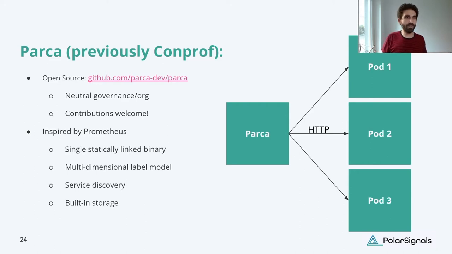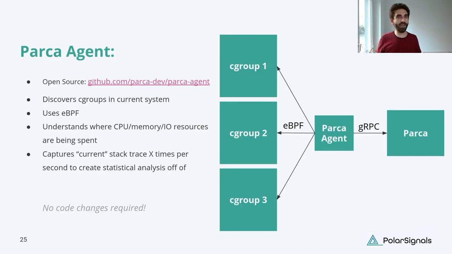In addition to Parca itself, we also created a new thing called Parca Agent. This is one of the major differences between Conprof and Parca. The agent proposes another way to discover the workloads in your running system. It's using eBPF, and it tries to find the cgroups that are running on your system, and from those cgroups it tries to understand where the CPU, memory, or IO resources are being used. It captures the current stack traces X many times per second and creates an analysis of that. You don't need to change any code. You just need to drop the Parca agent on your nodes, and then it can start scraping the profiling data and send it over to the Parca backend itself.